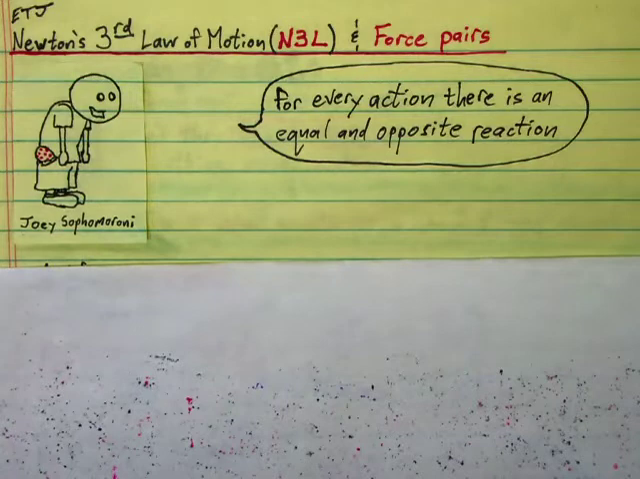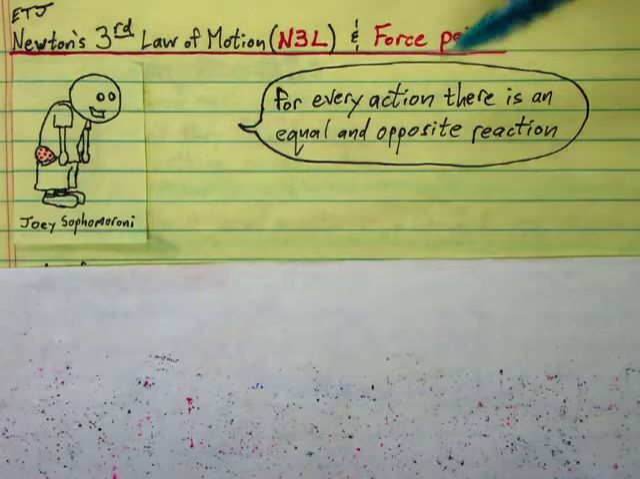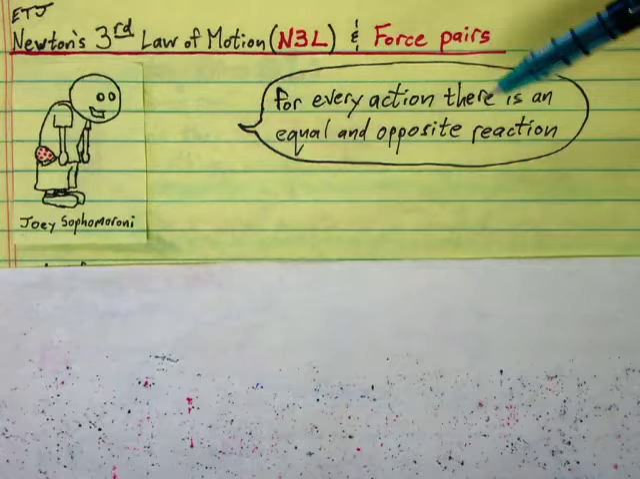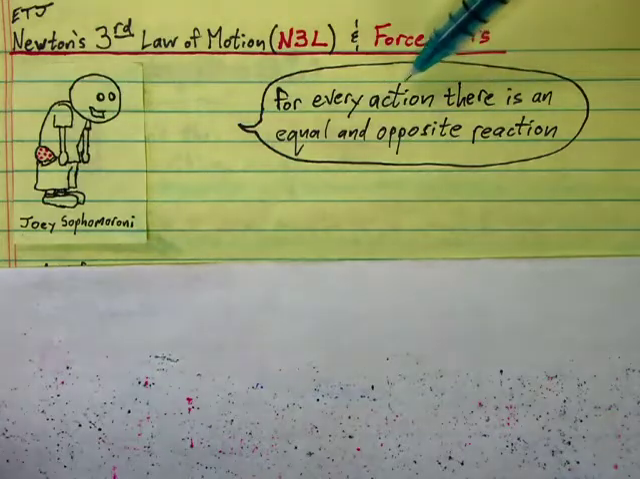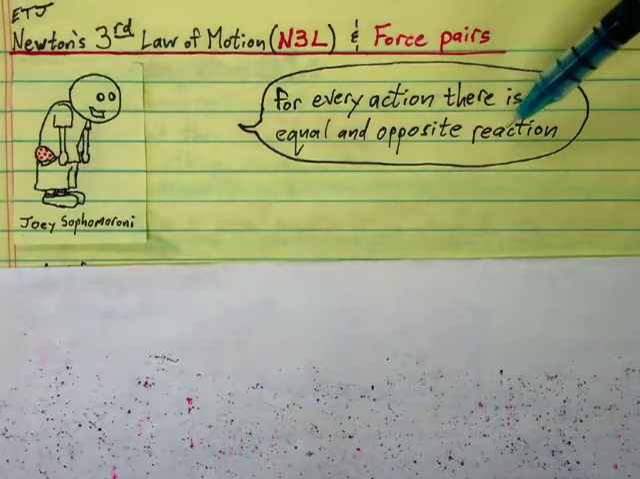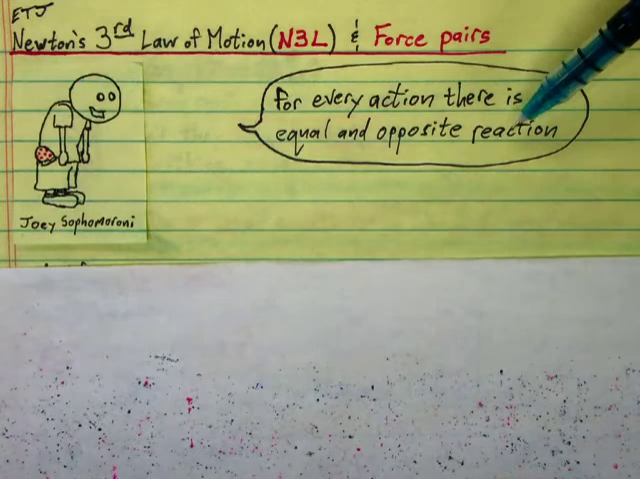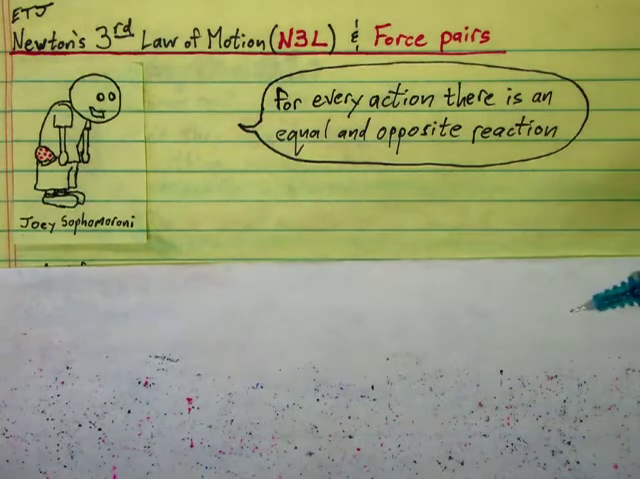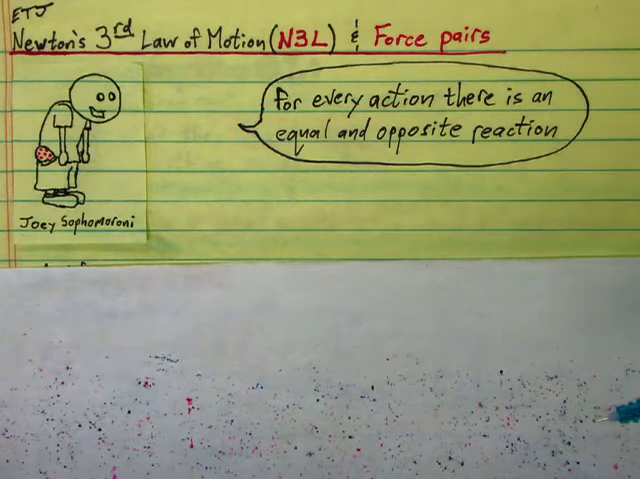Most textbooks will use the terms action force and reaction force, but that's not really accurate. That makes it sound like one force is the cause and the other force is the effect. But that's not what really happens. When two objects interact, they exert forces on each other simultaneously. There's not a cause and an effect. Both forces happen at once.